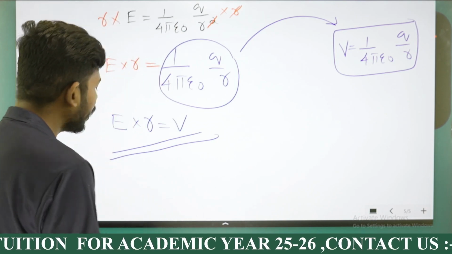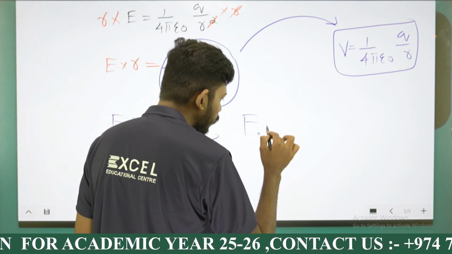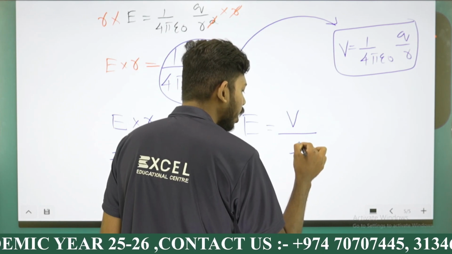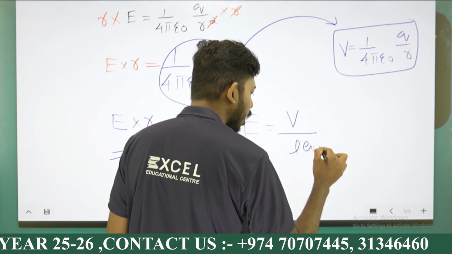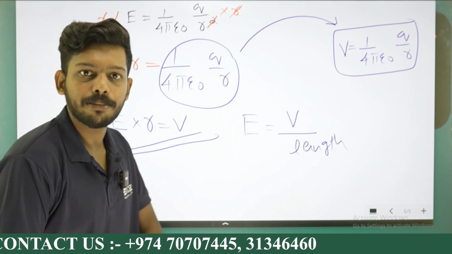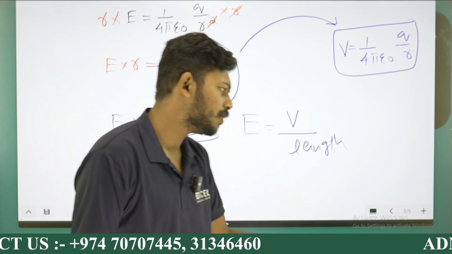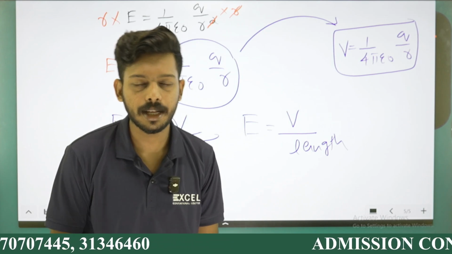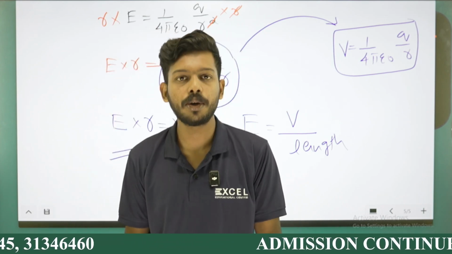So if you want to find the electric field, you can simply divide the potential by the length. Here the length is r. In the question, it will be something like 2, 3 or any kind of value, so I'm just writing a generalized form. E is equal to V by length. Is that clear? Okay, so we can go to the question.